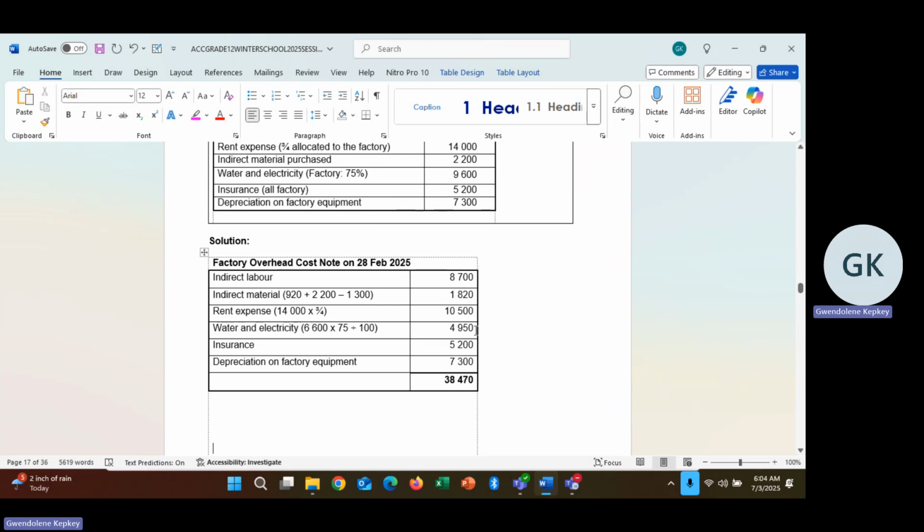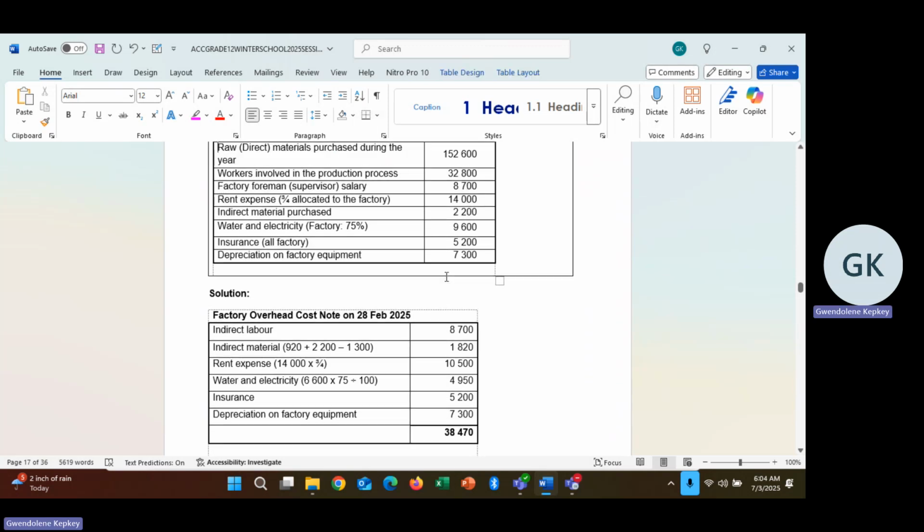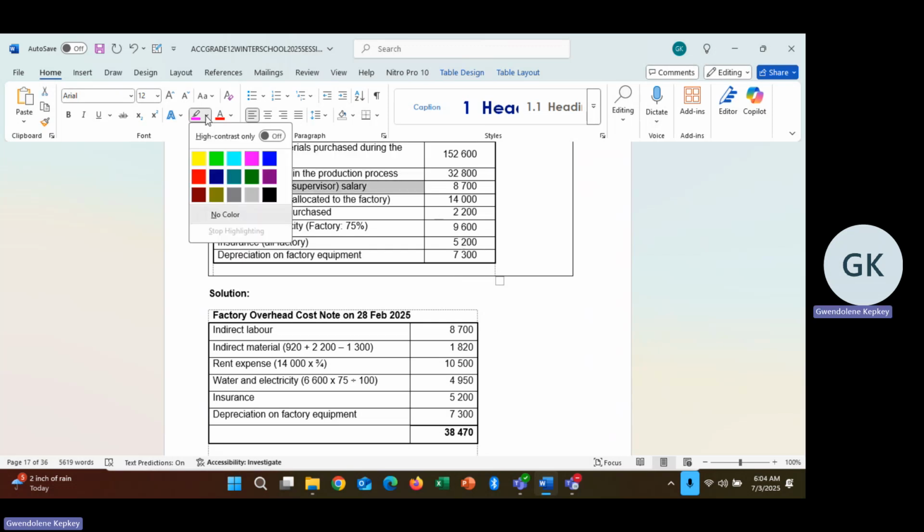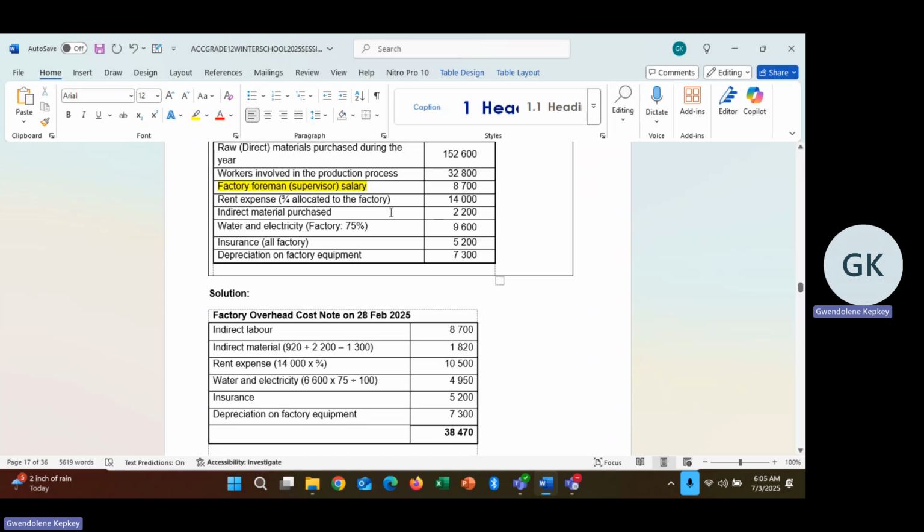Right. Now, they want us to do the factory overhead note. Now, if you can recall, let's do it over here. My indirect labor is the factory foreman. Okay, so my indirect labor is an amount of 7,500.